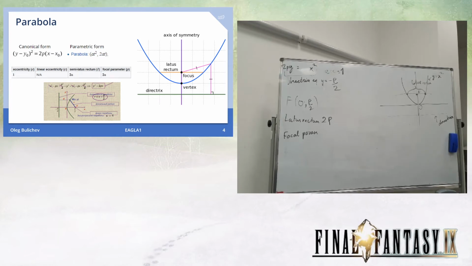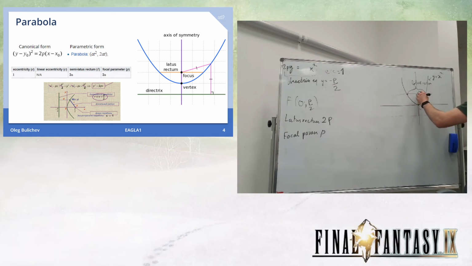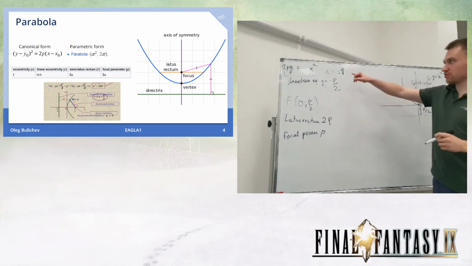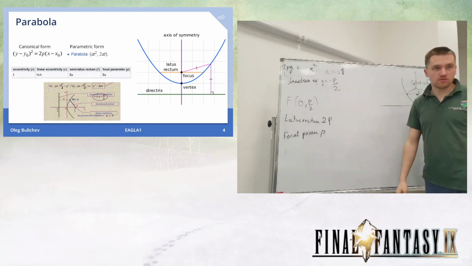So what does it mean? Distance from vertex to focus. Focus to directrix. So it's equal to p. Nice. Because we have 0, it will be p divided by 2, to directrix also p divided by 2. Why? Because eccentricity equal to 1. It's because of the definition.